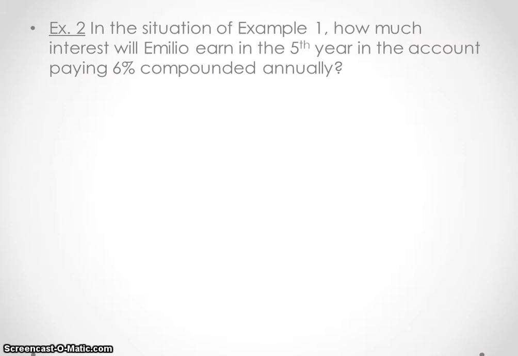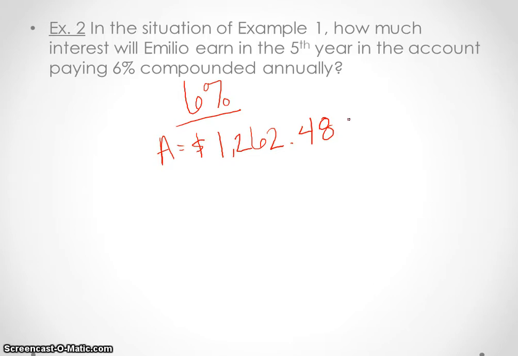Okie dokie. Next example, it says, in this situation of example 1, how much interest will Emilio earn in the 5th year in the account paying 6% compounded annually? So I'm just going to go ahead and write down, don't forget we're working with the 6% account only. So if you remember our account money after 4 years, A for our amount here is going to equal $1,262.48, and that's after 4 years.